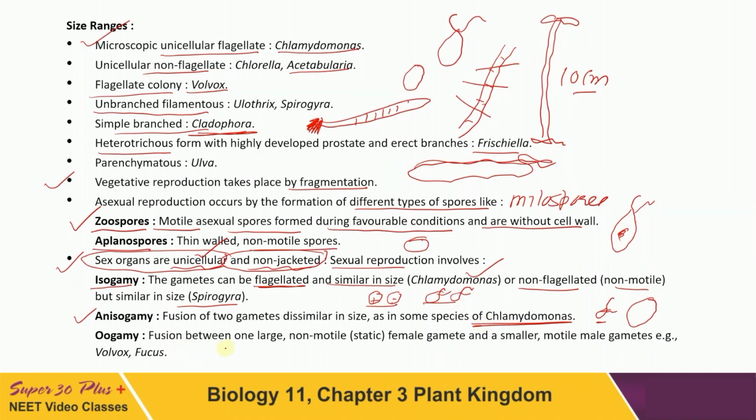Oogamy is fusion between one large non-motile, static female gamete and a smaller motile male gamete. Very important one. See the difference from anisogamy. Here the female gamete remains attached to the parental plant. It is not released. This is known as static. The male gamete is motile and will come and fuse with this female gamete. This is known as oogamy, as found in the case of Volvox or Fucus.